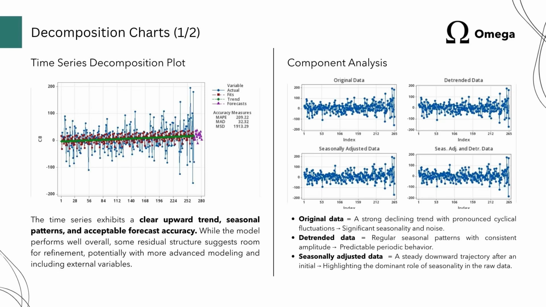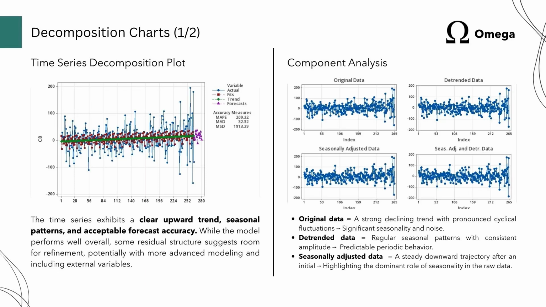Seasonal patterns, acceptable forecast accuracy. While the model performs well overall, there are some residual structures, so there is room for refinement, potentially with more advanced modeling and including external variables. And next to it, there is the component analysis, which is divided between original data, detrended data, seasonality adjusted data, and seasonality adjusted and detrended data in one chart.